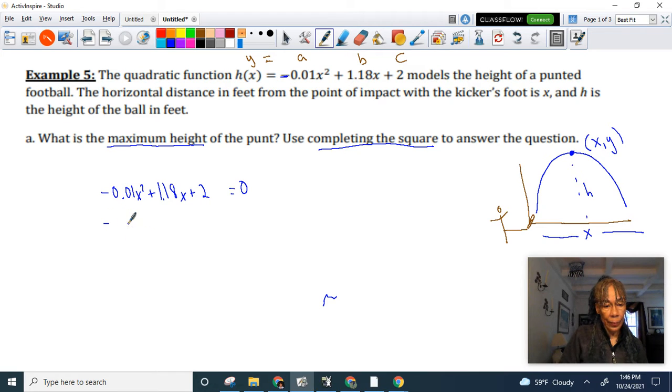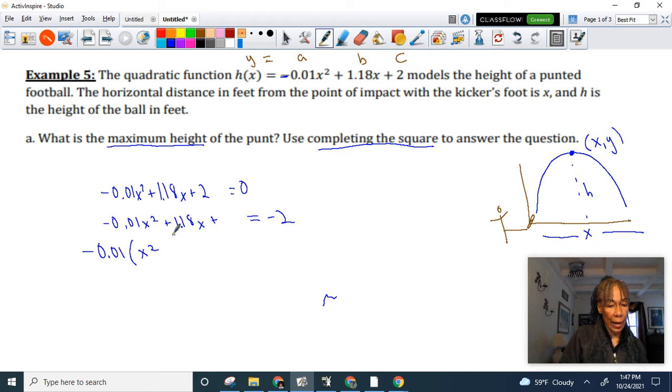So negative 0.01 x squared plus 118x plus whatever it is I'm going to end up using to complete my square equals negative 2. I am going to factor out that negative 0.01 because it's absolutely ridiculous. If I factor that, I've got 1x squared. I'll just write the x squared. And if I'm going to factor, this was 1.18.